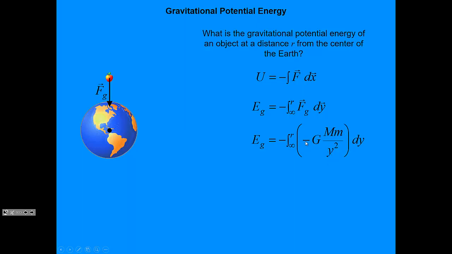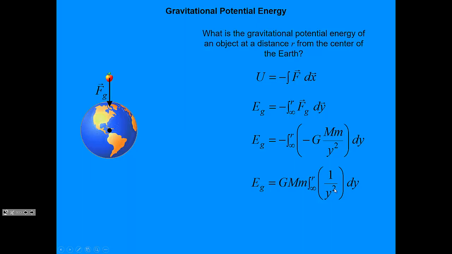It's negative because it's an attractive force, remember. Right? It's a negative force. It's attractive, so the negatives cancel. Big G, the mass of the Earth, and the mass of the apple are all constants, and they can be pulled outside of the integral. So we actually have a fairly simple integral to do.